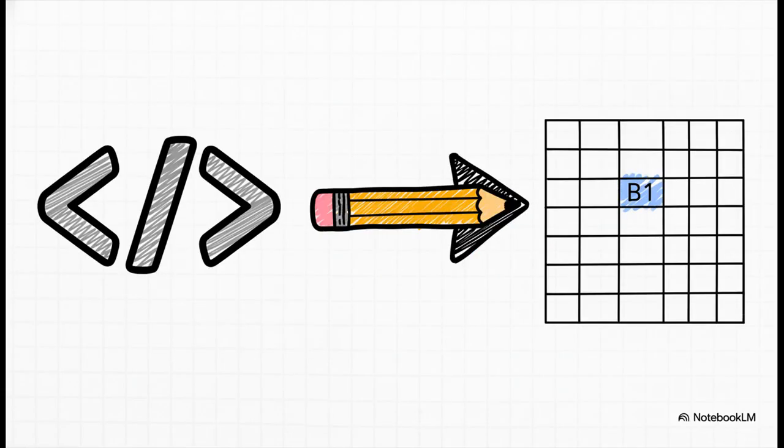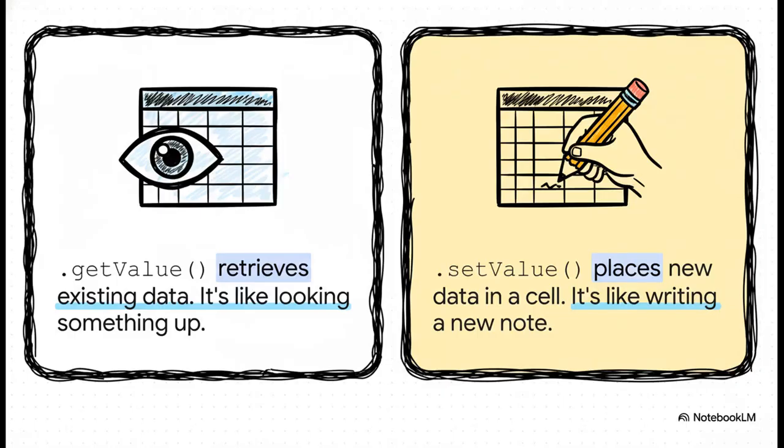And guess what? Writing data is almost the exact same thing. We use that same chain of commands to pick our target cell, let's say B1 this time, but we finish with .setValue instead. And then we just tell it what to write in there. It really is that straightforward. So let's just boil it down. getValue is for reading, kind of like looking up a fact in a book, and setValue is for writing, like jotting down a new note.